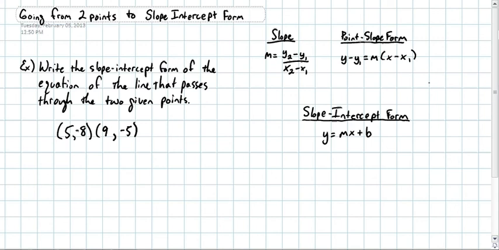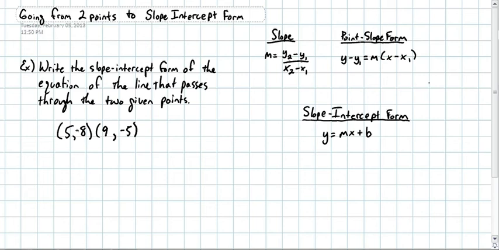2 points to slope intercept form. And this would be an example of how the problem would be written. I gave you some of these for homework, but it was here are 2 points, write the slope intercept form. This is how the directions would really be written. It would say write the slope intercept form of the equation of the line that passes through the 2 given points. So you have a couple of points and you need to find the slope intercept form.